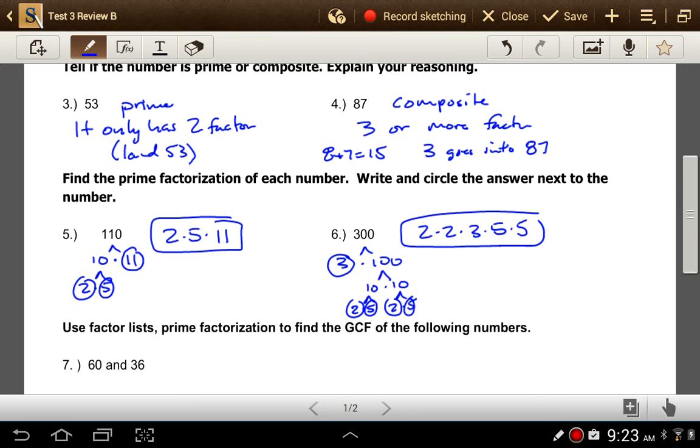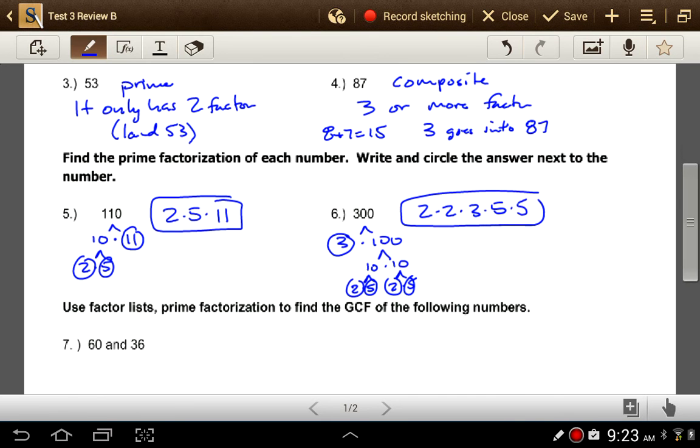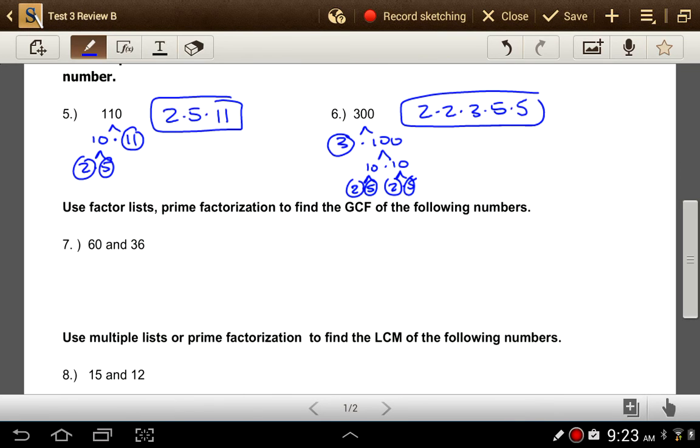Okay. For number 7, we're going to find the GCF. If you need to pause, go ahead. Okay, hopefully you've paused and done these problems. If not, do that now. For 60, I'm going to write out the prime factorization of each. So for 60, that's going to be 2 times 2 times 3 times 5. For 36, that's going to be 2 times 2 times 3 times 3.